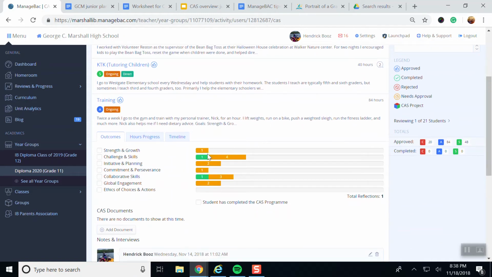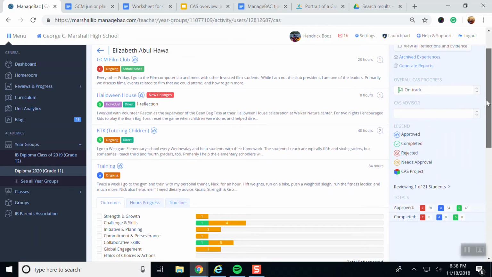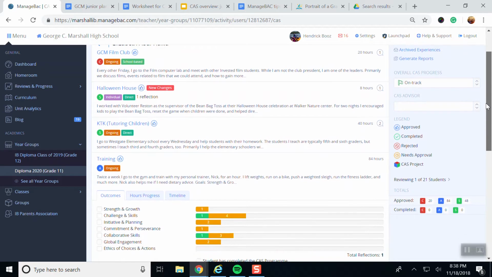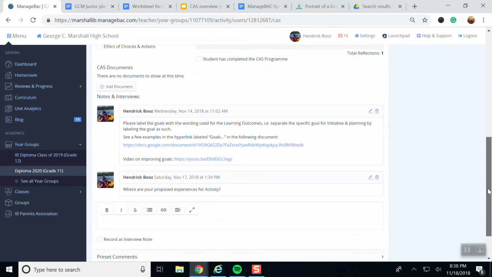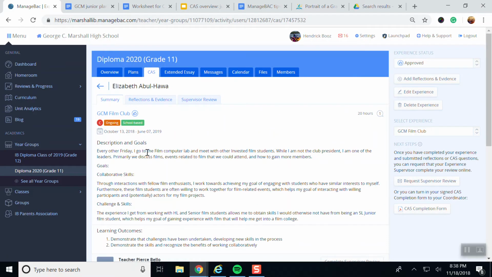And this is where she's identified her learning outcomes. So I'm gonna ask her to start thinking about which one of these activities or experiences she can work with in terms of ethics of choices and actions. You can see, like I talked to you before, I offer you links, and I've been doing so throughout the first quarter for some of you, and when you guys add to things later on. So let's just look at the film club.